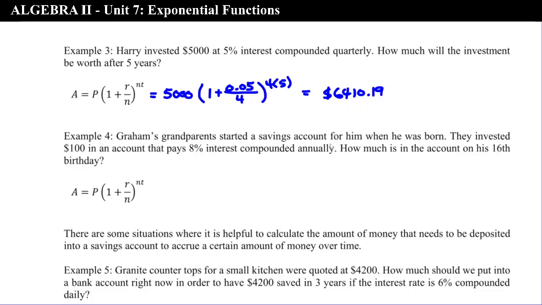Graham's grandparents started a savings account for him when he was born. They invested $100, that's our principal, in an account that pays 8% interest. So that's our R in decimal form, compounded annually, which means n is 1. How much is the account on his 16th birthday? So 16 years later, that's our T. You put that into your calculator and you find that the account is worth $342.59.